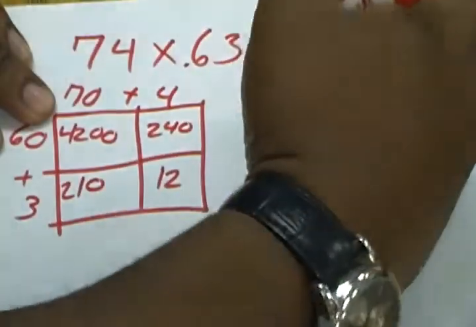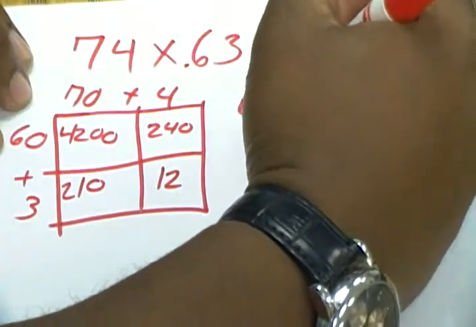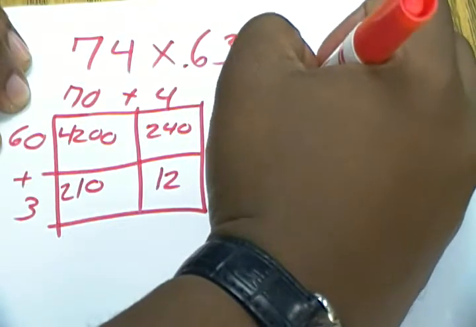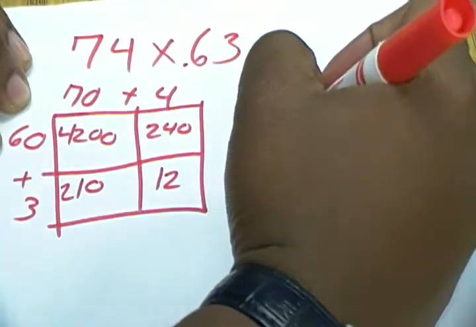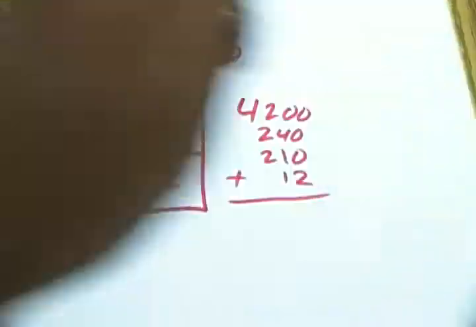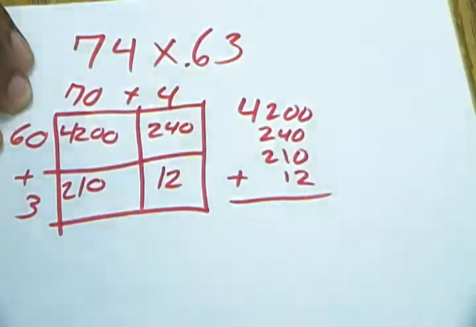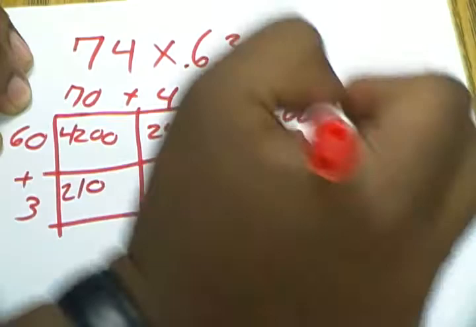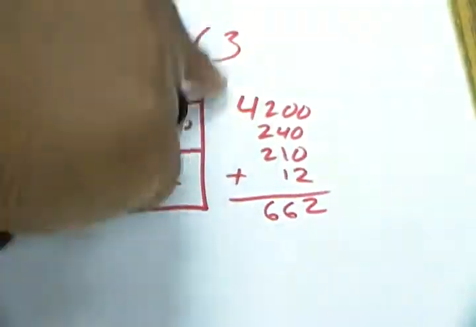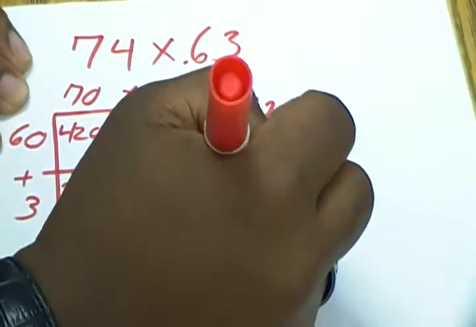Alright, off to the side we have 4,200, 240, 210, and 12 that we're adding all together. So that gives us 2. We have 4 plus 1 plus 1 gives us 6. 2 plus 2 plus 2 gives us 6. And bring down that 4.